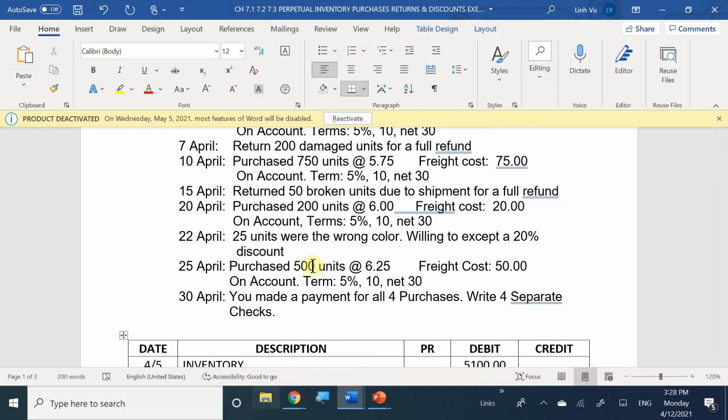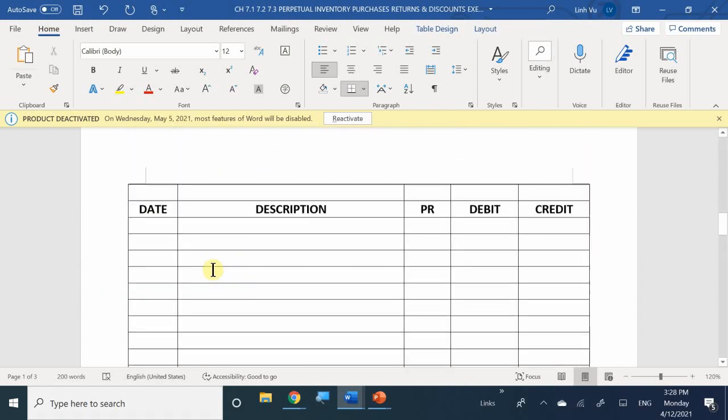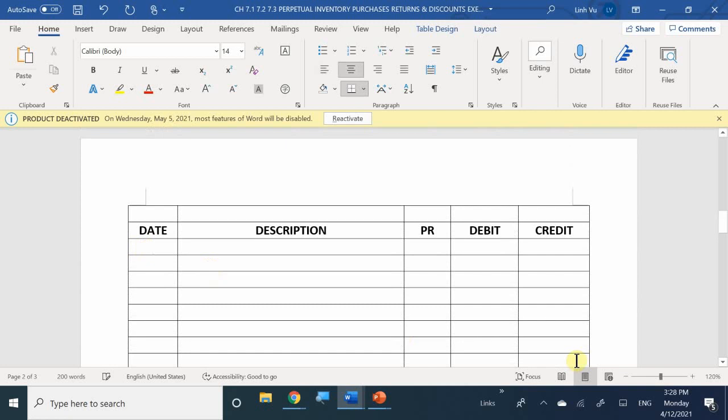Perfect. So 200 times $6 gives you 1,200 plus the freight, right? Everything's included. So that means we're going to recognize inventory for the full 1,220. How did we pay? Accounts payable, for 1,220.